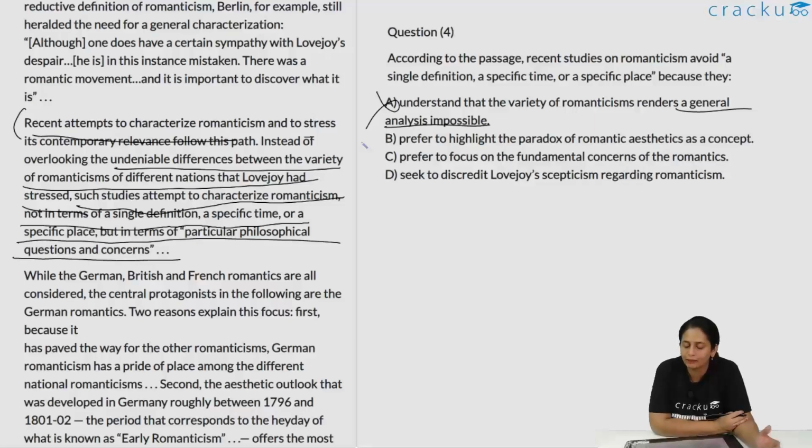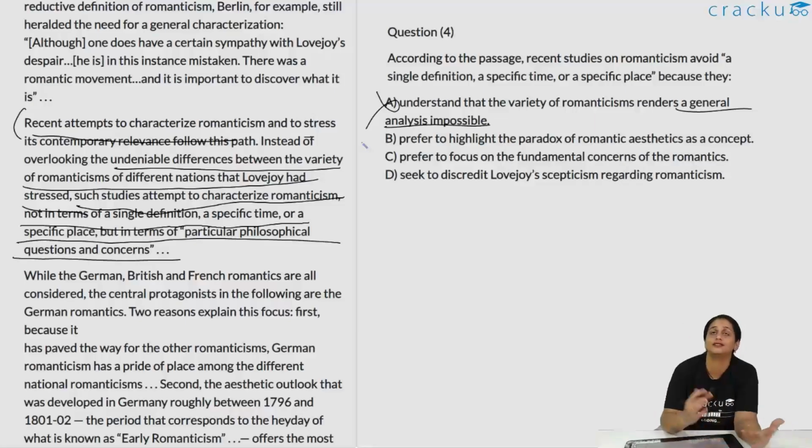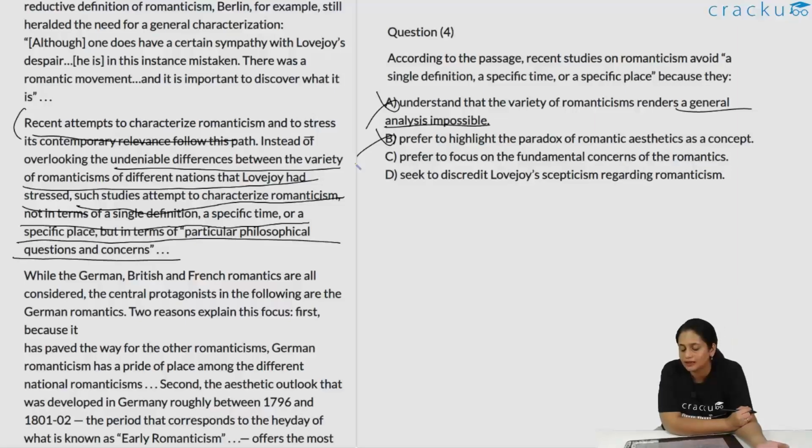Prefer to highlight the paradox of romantic aesthetics as a concept. They don't prefer to highlight the paradox. The paradox is a difficulty. They are trying to overcome the difficulty as such. They are not trying to highlight the difficulty that this is a paradox. So B is incorrect.